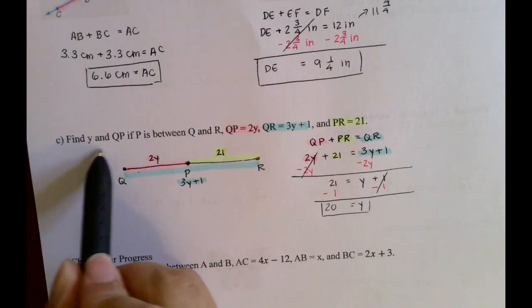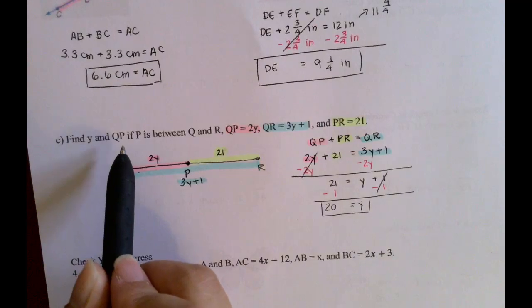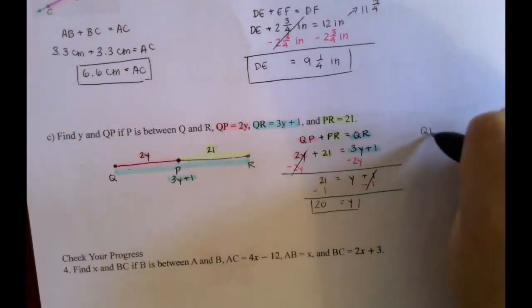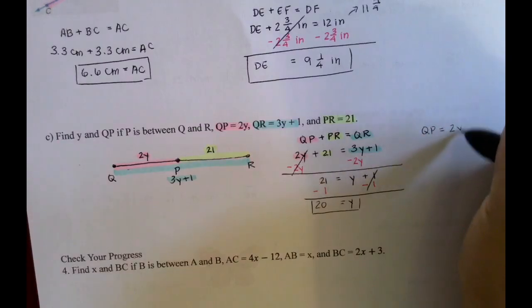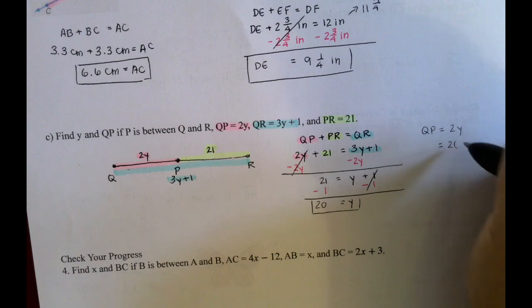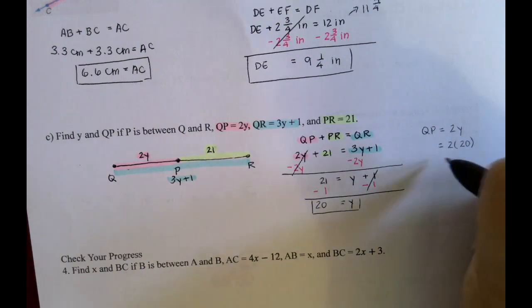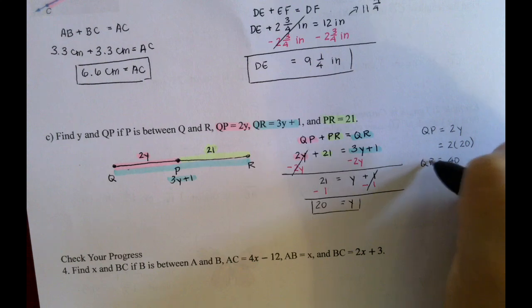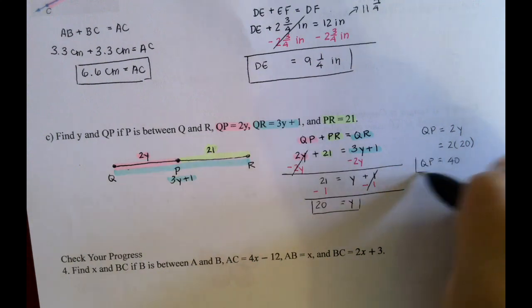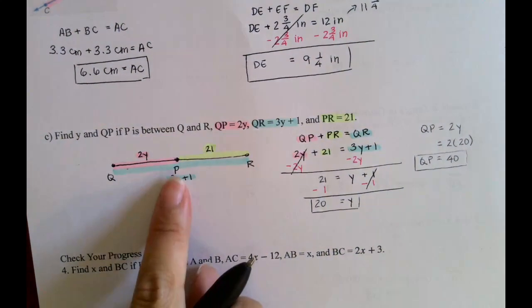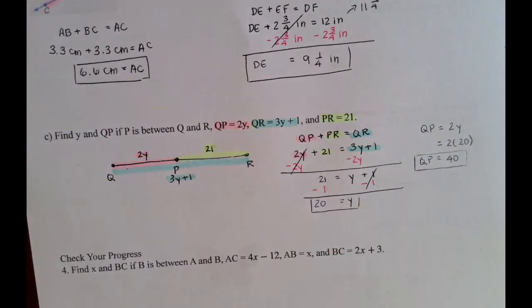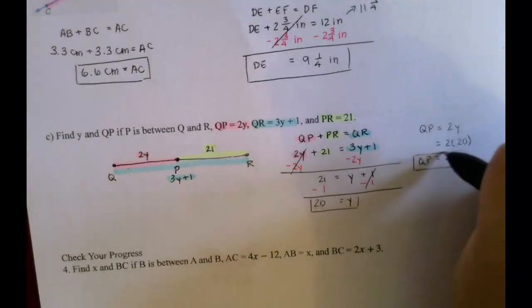The other part of the question asked me to find QP, so I'm going to plug it back in. If I know that QP equals 2y, now that I know y is 20, I can substitute 20 in. So 2 times 20 is 40, and so the length of QP is 40, right? So my picture was clearly not drawn to scale. It should be about double what this yellow part is, but I didn't know that to begin with.